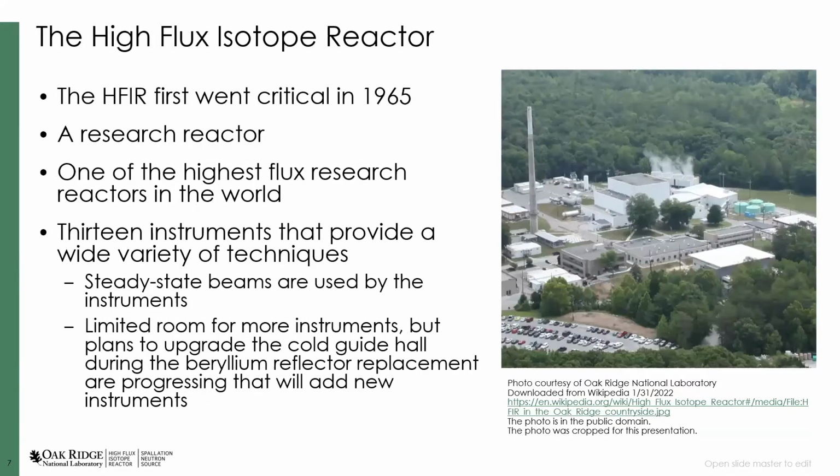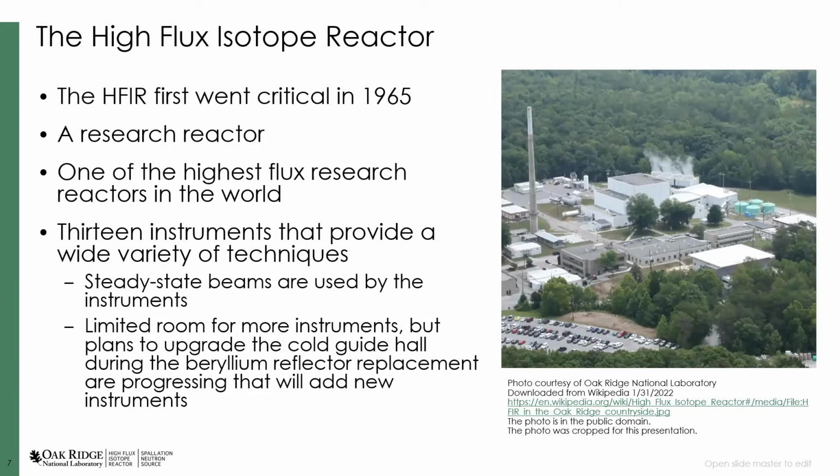So the other facility here at Oak Ridge National Laboratory is the High Flux Isotope Reactor. The HFIR is a much older facility. It first went critical in 1965. To put that into reference, I first went critical in 1970. So it is an older facility. It is a research reactor, not a power generating reactor. Its primary purpose initially was production of isotopes for research and medicine. It is one of the highest flux research reactors in the world.